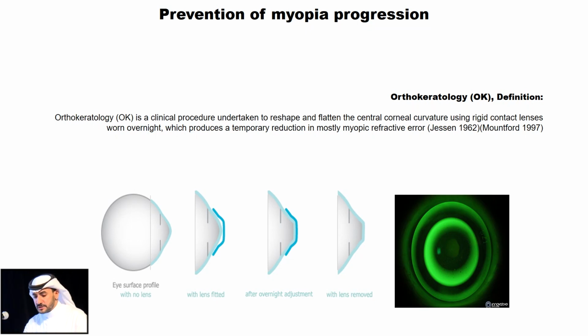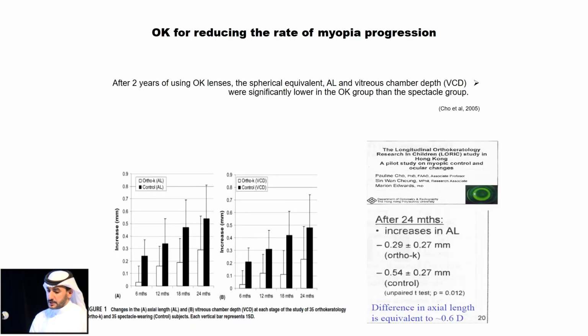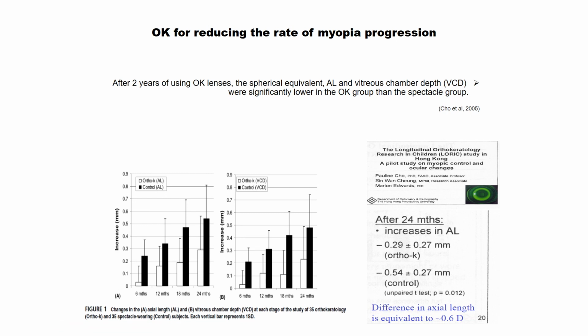The final method is using orthokeratology. We know that using hard contact lenses to reshape the corneal surface is very effective, and a recent study has found that after 2 years of using orthokeratology, the myopia reduction has achieved significant results, with the mean change equivalent to 0.6. So I would conclude that using ortho-K and atropine is the most effective method.